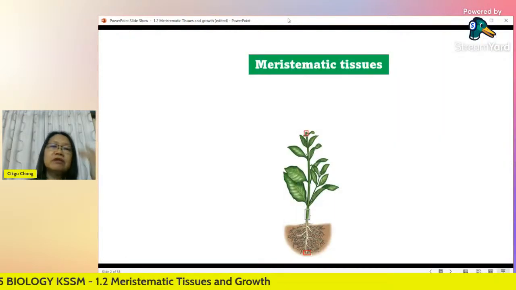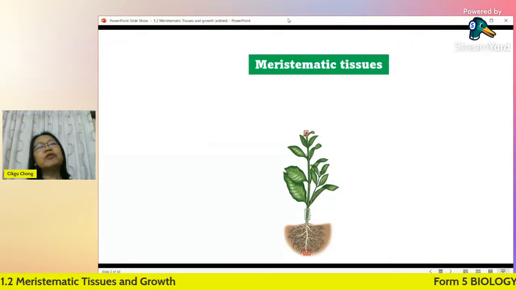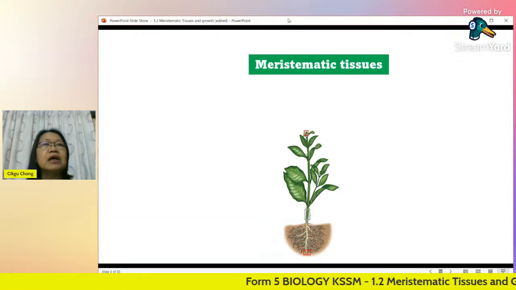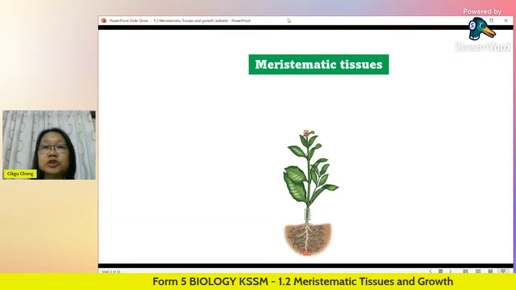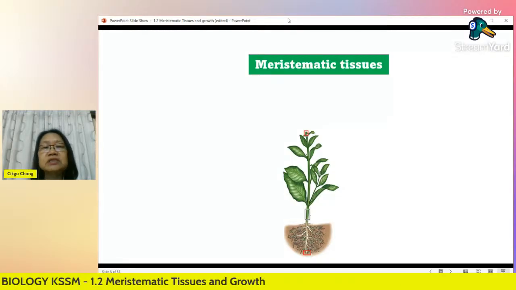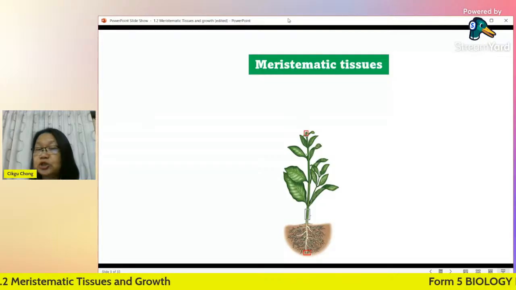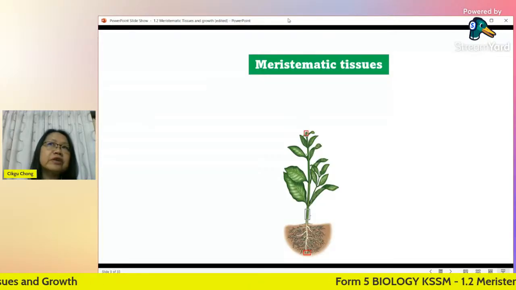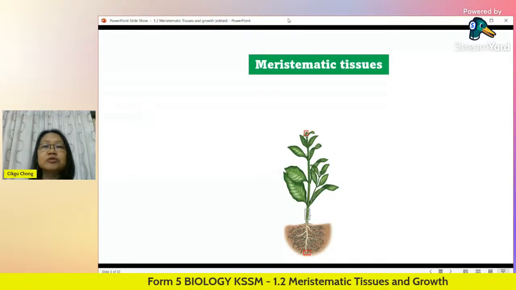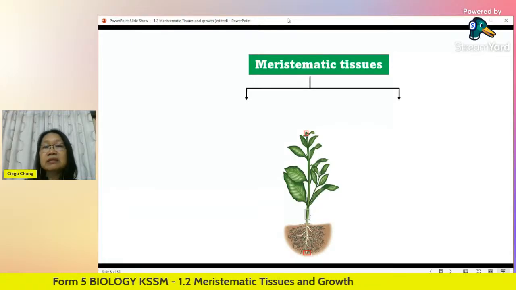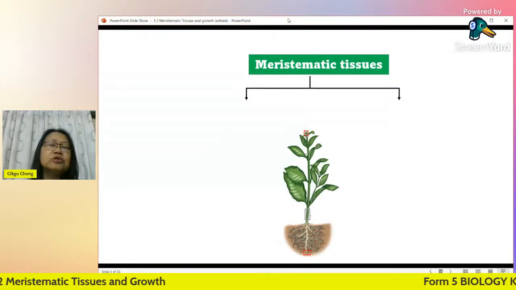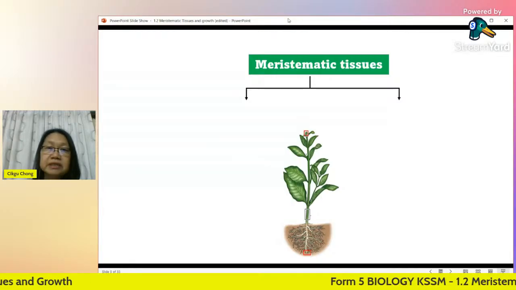Now first of all, let's look at the meristematic tissues. In the previous video, we went through the ground tissues and the different types of permanent tissues. Meristematic tissues only carry out cell division, to increase the number of cells. Under meristematic tissues, there are two groups, two different types of meristematic tissues.